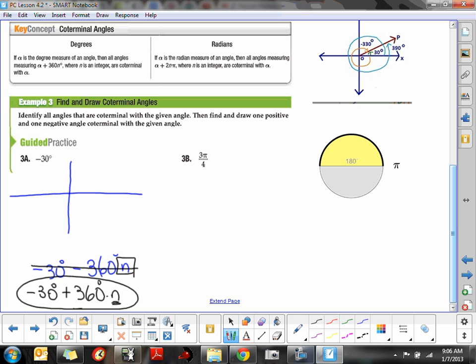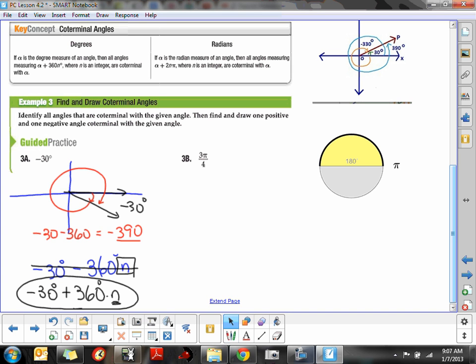So if we rotate 30 degrees from our initial side to our terminal side, that's 30 degrees in a negative sense. One way that I can get a negative coterminal angle is to subtract 360, so negative 30 minus 360 equals negative 390. That's one negative angle. Then I could also do one with a positive.